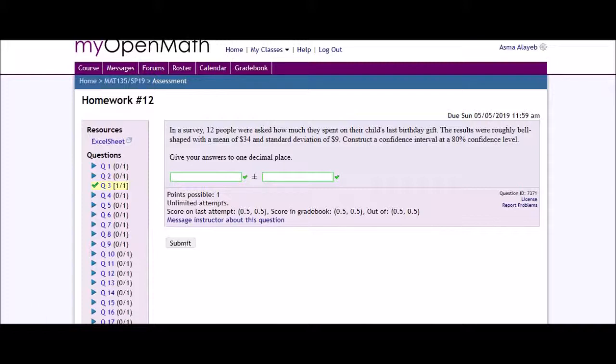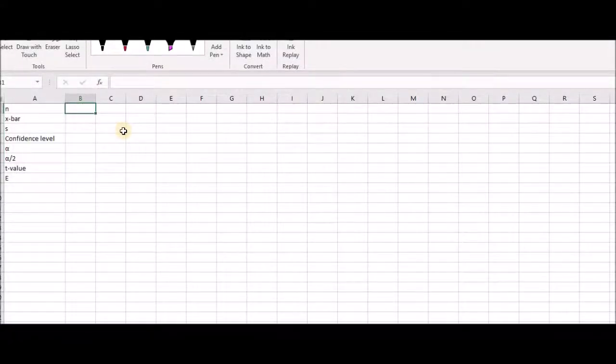So we want to put our answer as the point estimate plus or minus the margin of error, and this is how we need to compute it. It's not going to be upper bound or lower bound. So I will go to Excel to explain everything.